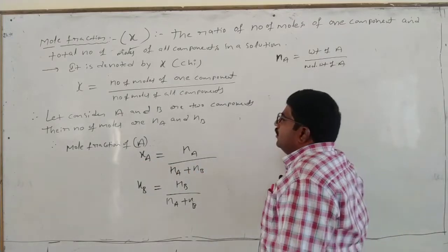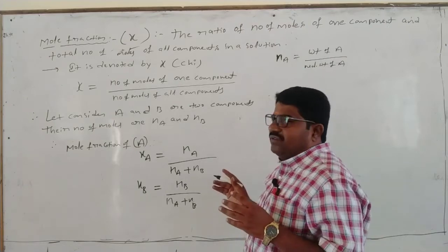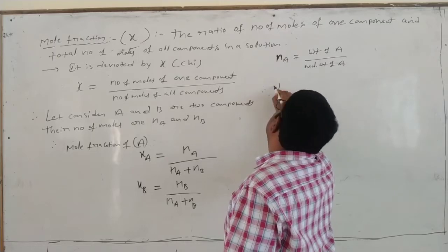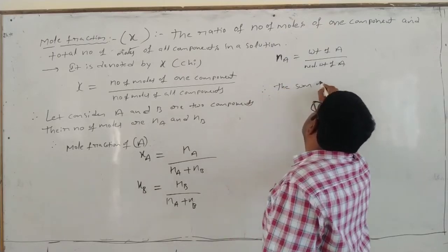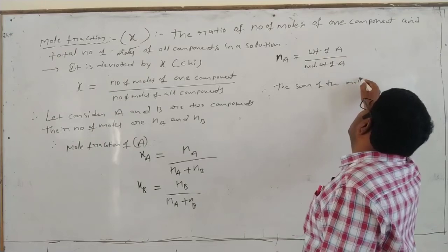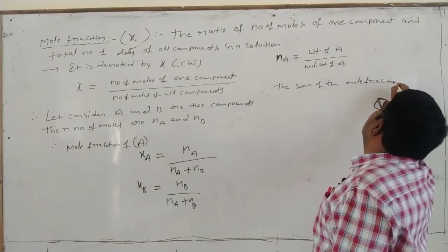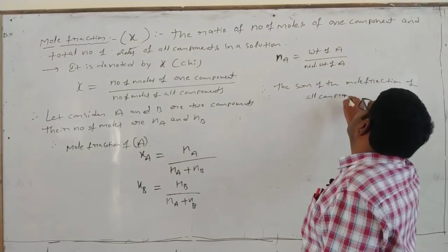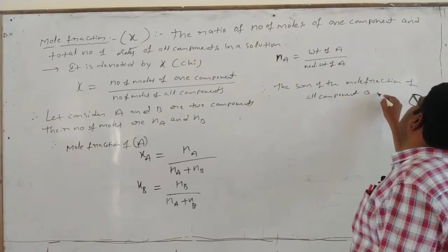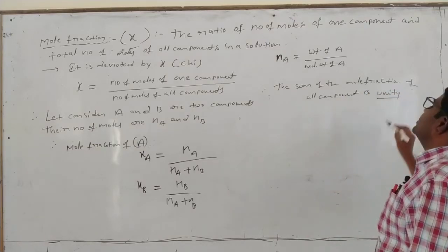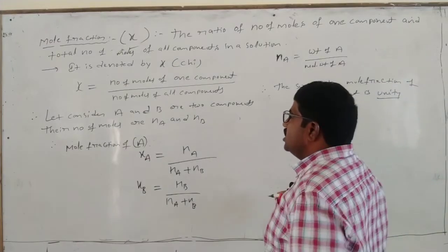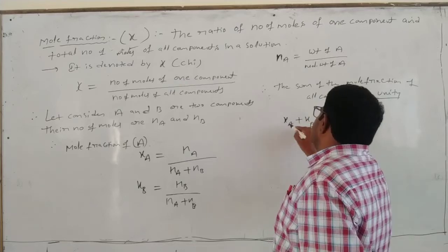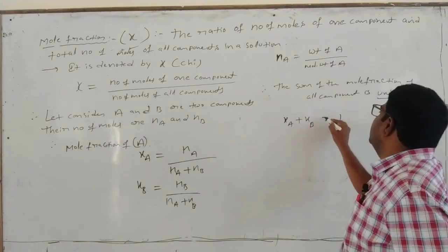Right. Now the sum of the mole fractions of all components is equal to unity. So in a solution, the sum of the mole fractions of all components is unity. Unity means 1. Here how many components? Two components. So chi A plus chi B is equal to 1.